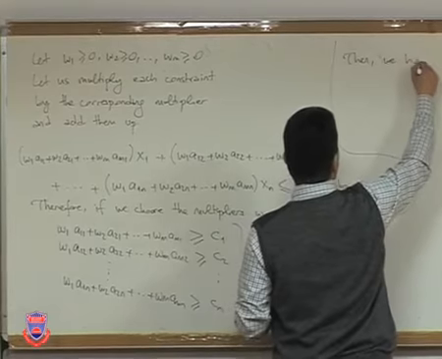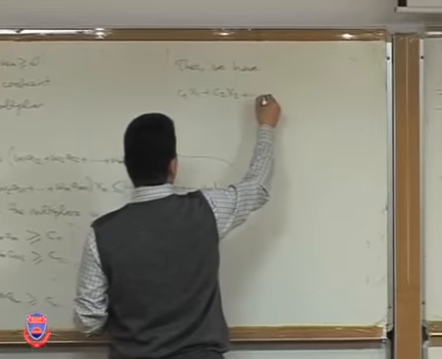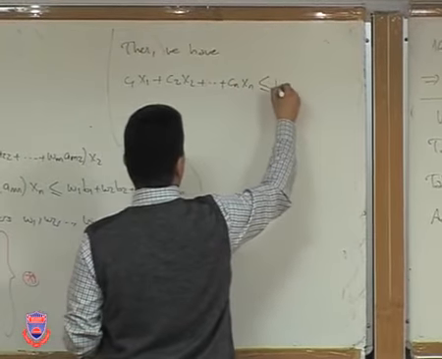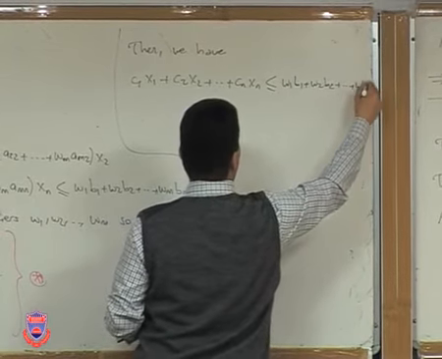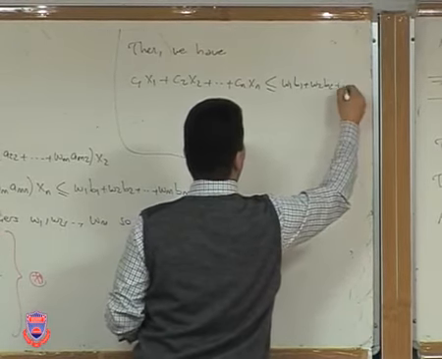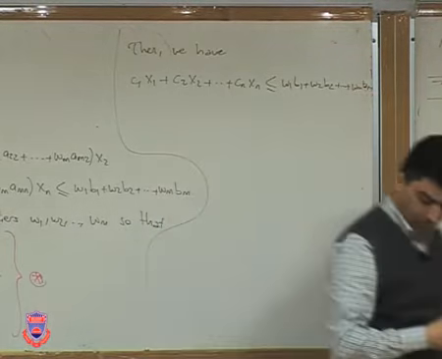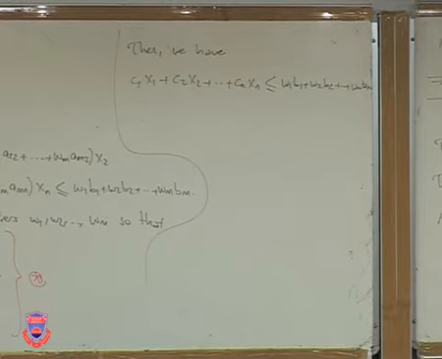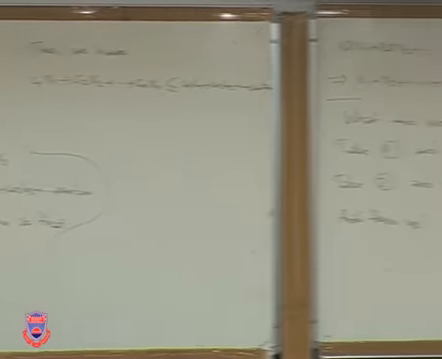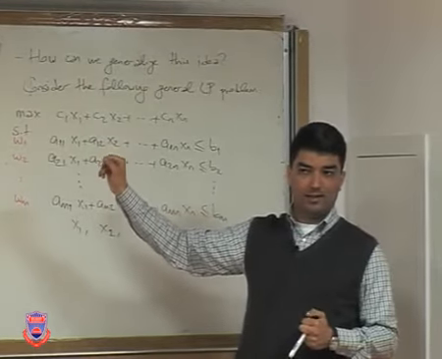Then we have c1 times x1 plus c2 times x2 all the way up to cn times xn will be less than or equal to w1b1 plus w2b2 all the way up to wmbm. Of course, right now, I haven't told you how we're going to choose w1 through wm so that these are satisfied. But if we can do it, then that will give us an upper bound on the optimal value. Does everybody see that?